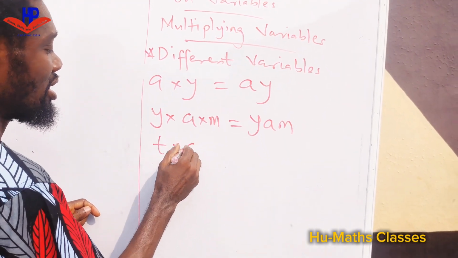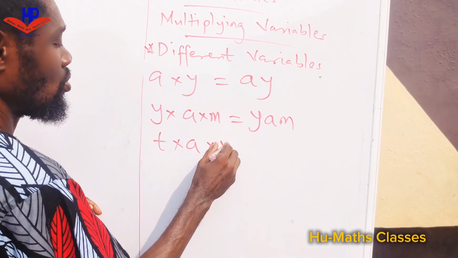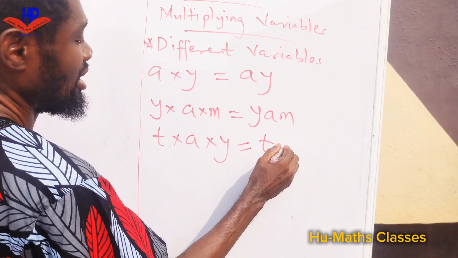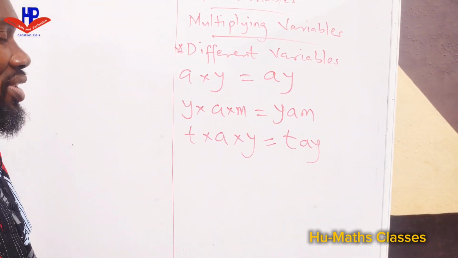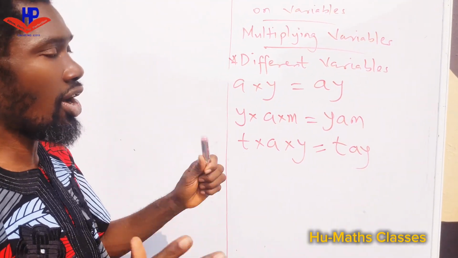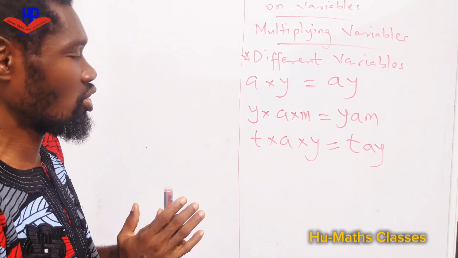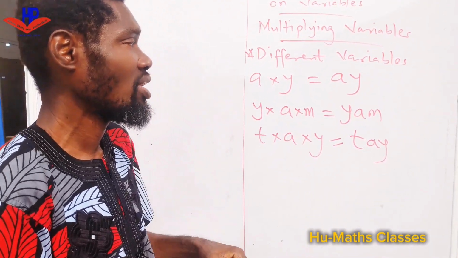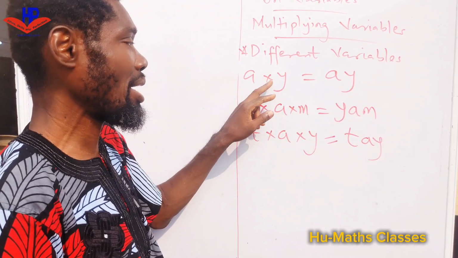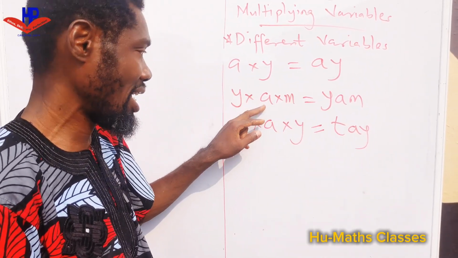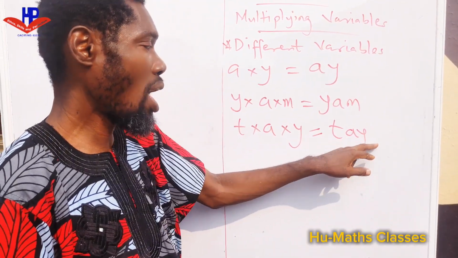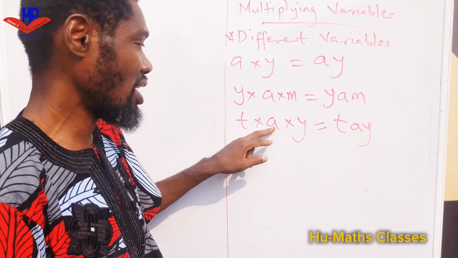T times A times Y. Your answer is TAY. Whenever you're multiplying variables that are not the same, just bring them all together, but do not put the sign. But understand that AY means A times Y. YAM means Y times A times M. TAY means T times A times Y.